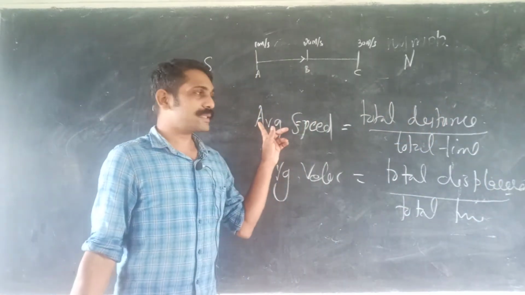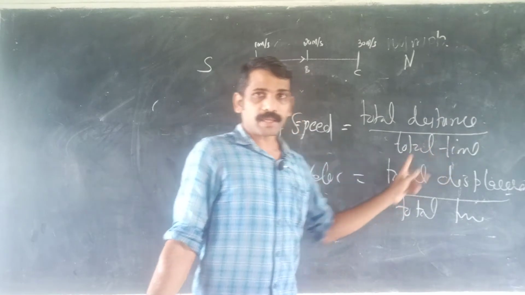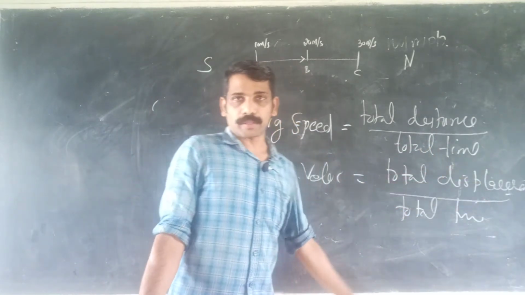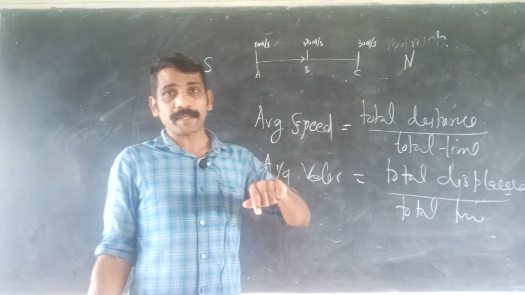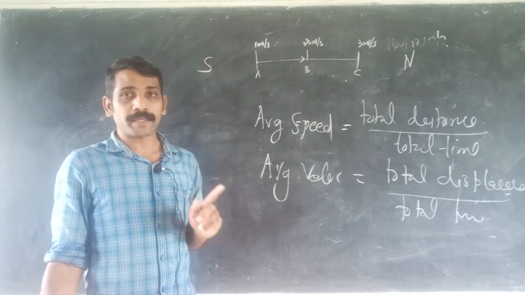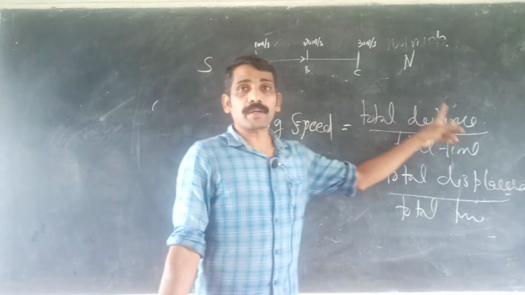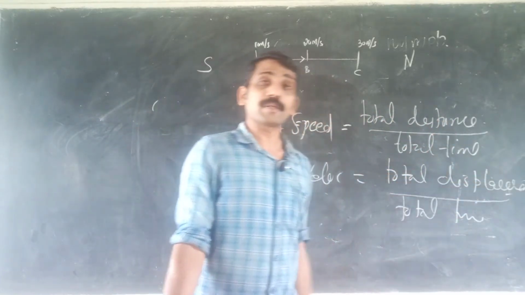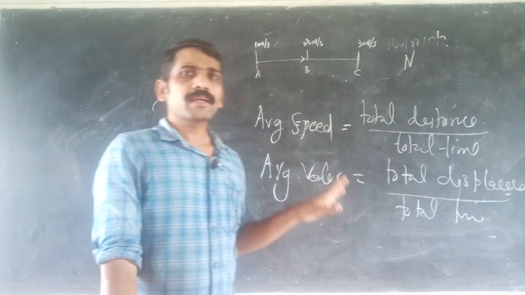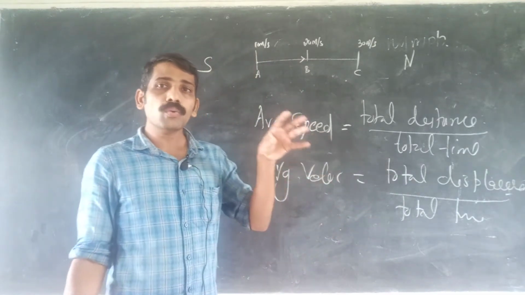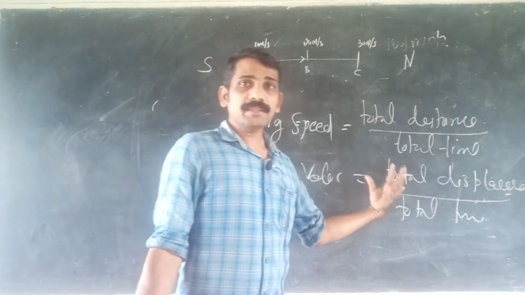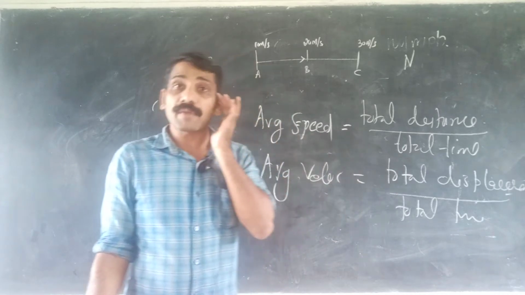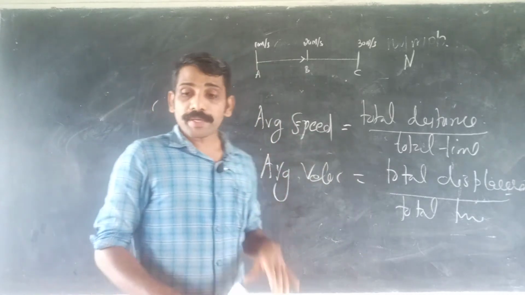Average speed is total distance by total time. Average velocity is total displacement by total time. What is speed? Distance by time. What is velocity? Displacement by time. What is average speed? Total distance by total time. What is average velocity? Total displacement by total time. In the same way that we found the average speed, like that we are finding average velocity also. Okay, so next is what?